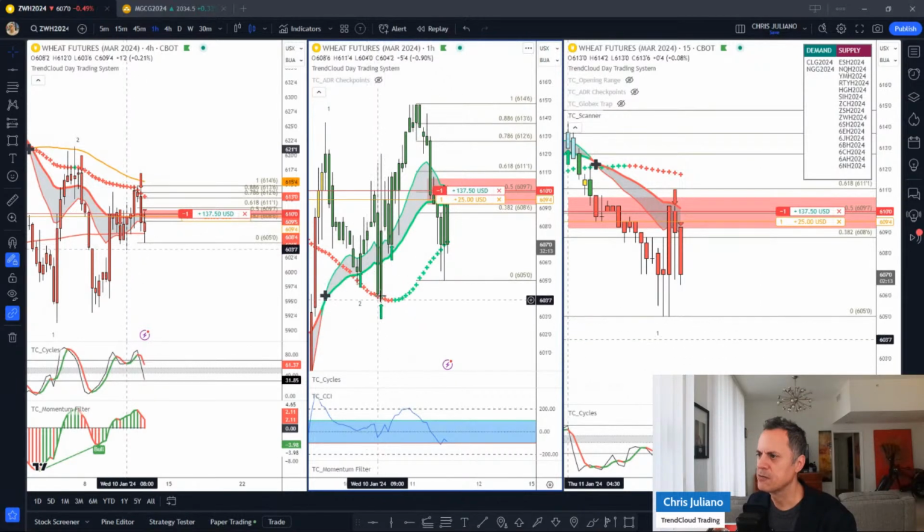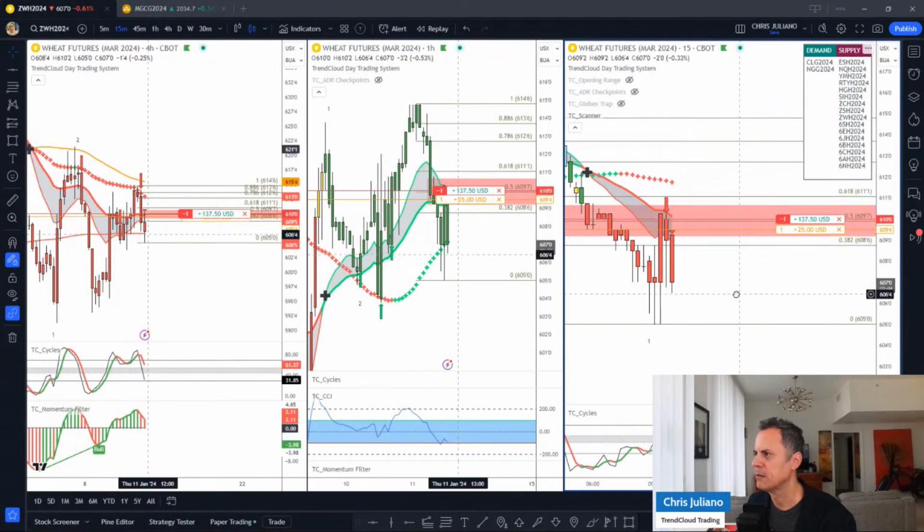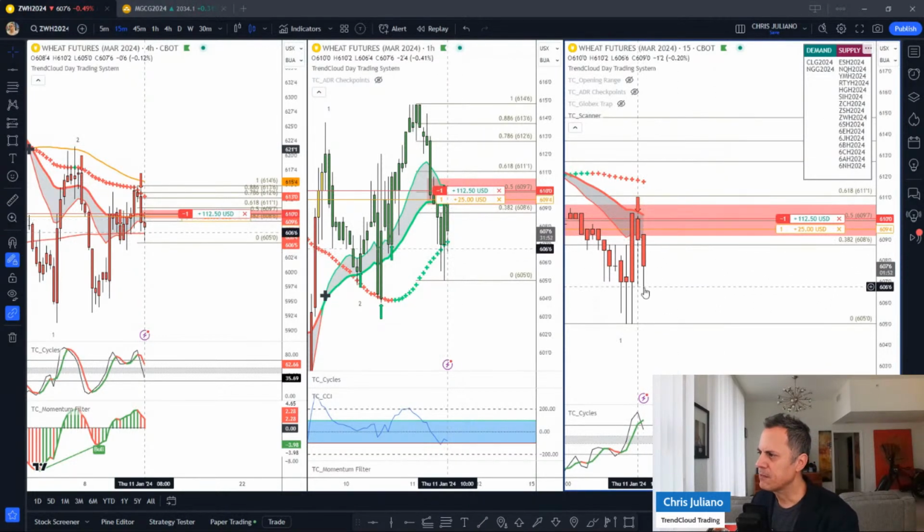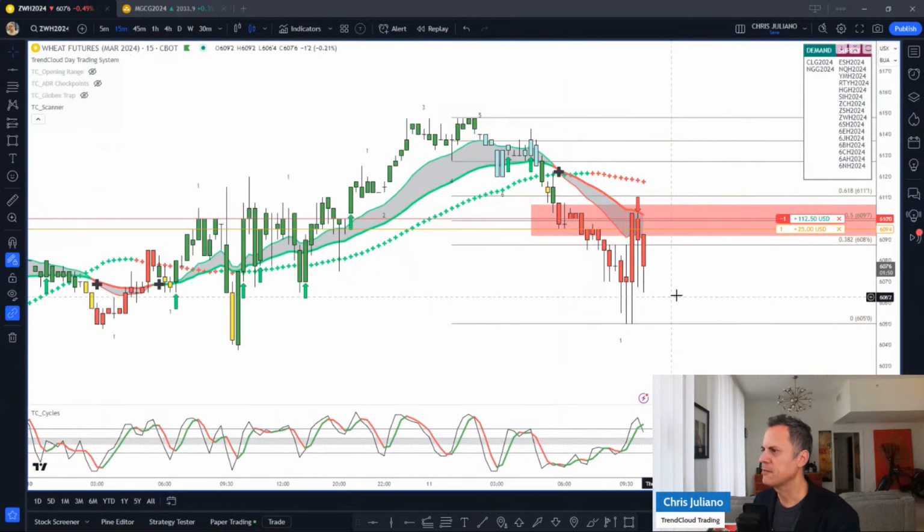Here's your market edge on the middle time frame as well, right? So that is what's going on. Yeah, it's definitely going down. Definitely going down. These candles here, though, look at these candles.